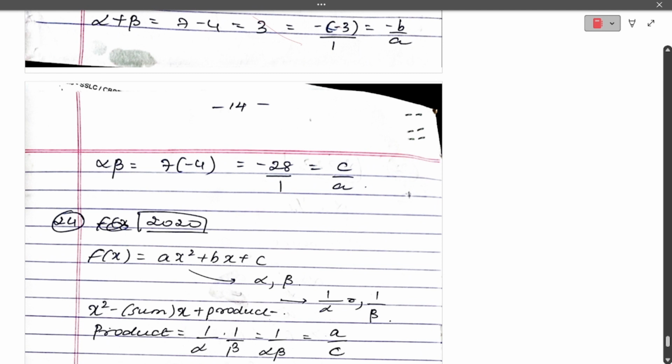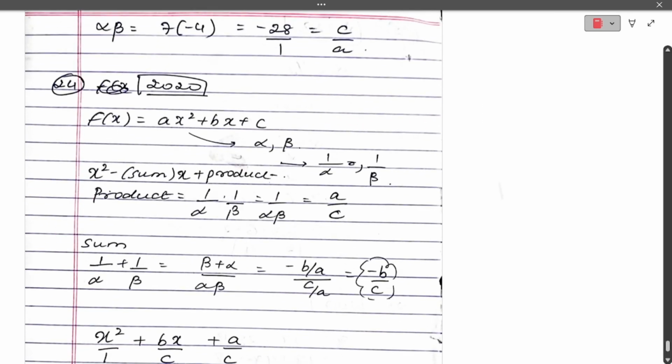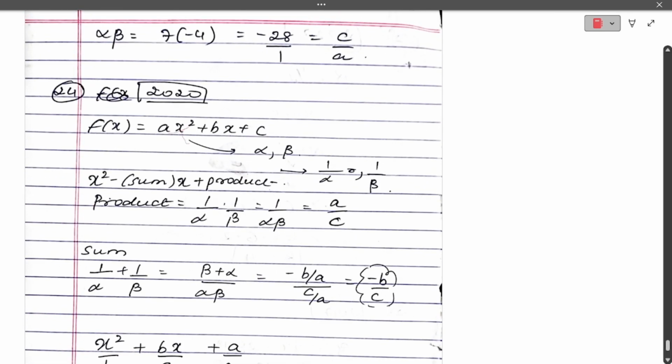Question number 24 we have here for 3 marks. Find a quadratic polynomial whose zeros are the reciprocal of the zeros of the polynomial f of x is equal to ax square plus bx plus c. So alpha and beta. So this is a pretty tricky question. Please keep an eye. So for this polynomial, the roots are alpha and beta. So their reciprocals are 1 by alpha and 1 by beta.